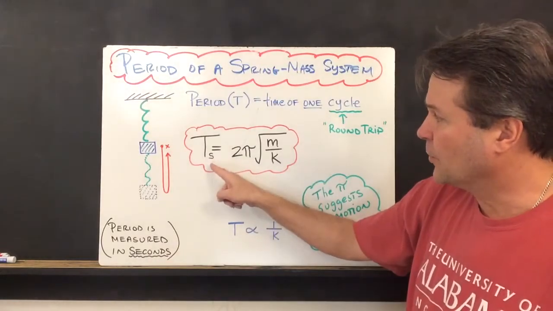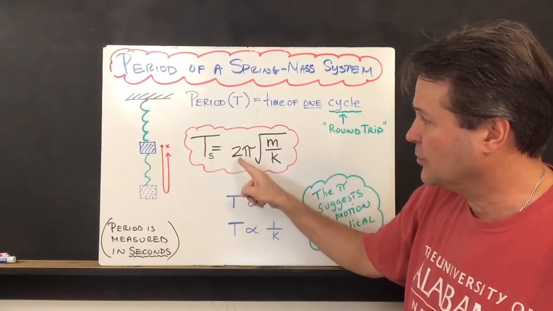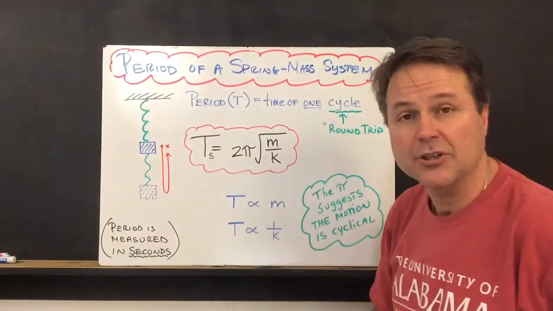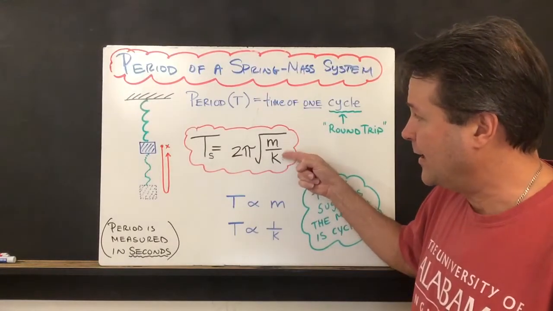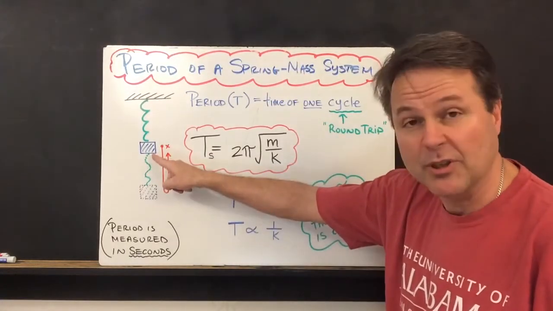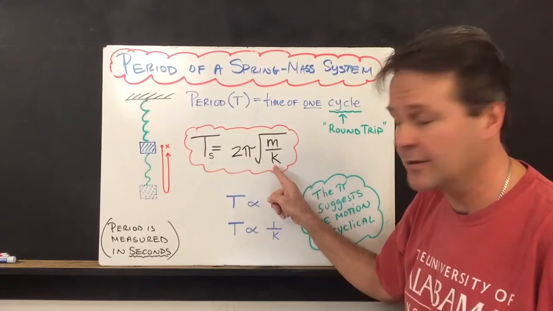Now you'll notice in the formula, T_s, the period of the spring, is equal to 2 pi times the square root of the ratio m divided by k. M is the mass hanging from the spring, and k is the stiffness of the spring, or the spring constant.